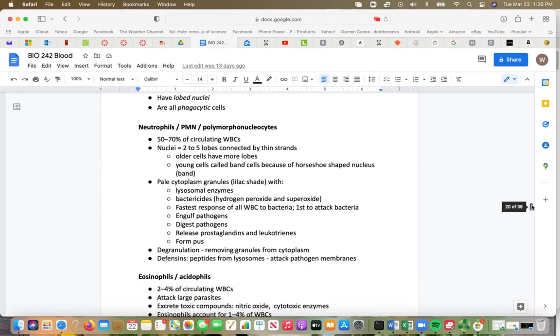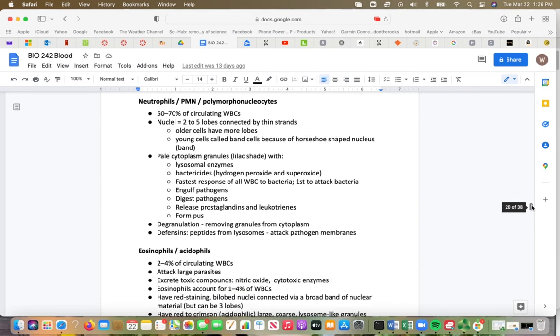So the most common of these is the neutrophil, sometimes called a PMN, a polymorphonuclear leukocyte. It's sometimes also called a SEG. So they're 50 to 70% of those circulating white blood cells. The nuclei will look like it's got 2 to 5 lobes. Older cells will have more lobes. The young cells are sometimes called band cells because they will have a horseshoe-shaped nucleus.